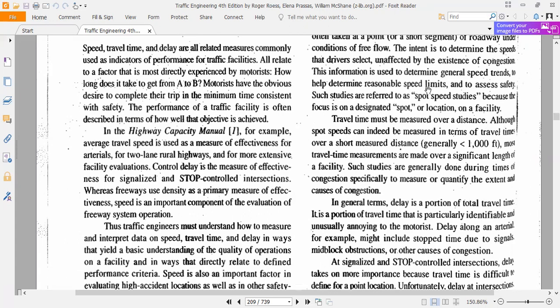Now once you know about the speed trends, you can select a reasonable speed limit. The speed limit also depends upon the road and geometrical features, such as curves, and to assess safety. Such studies are referred to as spot speed studies because the focus is on a designated spot or location on a facility. So why is it called a spot speed study? Because you are studying the speed of traffic at a particular spot or location on that road facility.